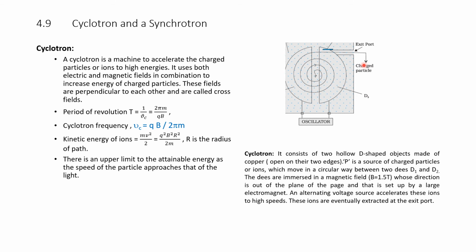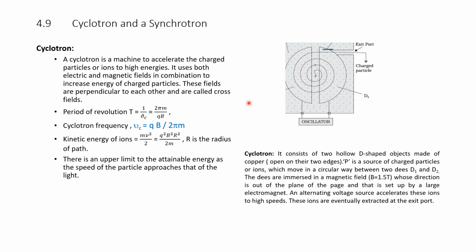Cyclotron is a machine used to accelerate charged particles or ions to very high energies. That is, we are transferring electrical and magnetic energy due to the fields to the ions. It uses both electric and magnetic fields in combination to increase the energy of charged particles. The magnetic field is perpendicular to the electric field, hence these fields are perpendicular to each other and are called cross fields.